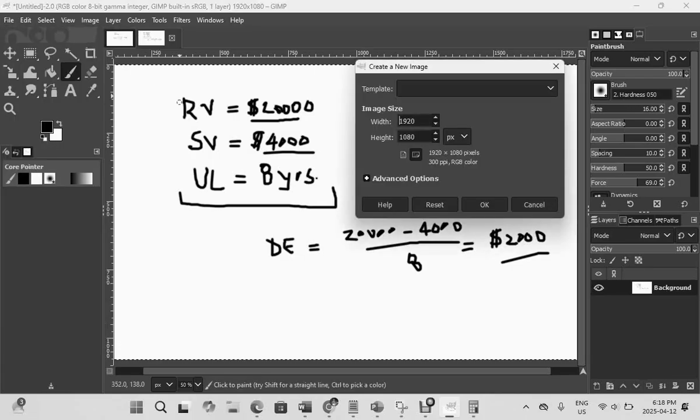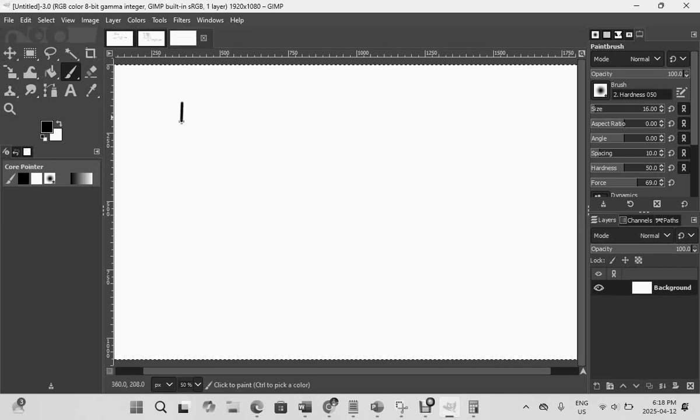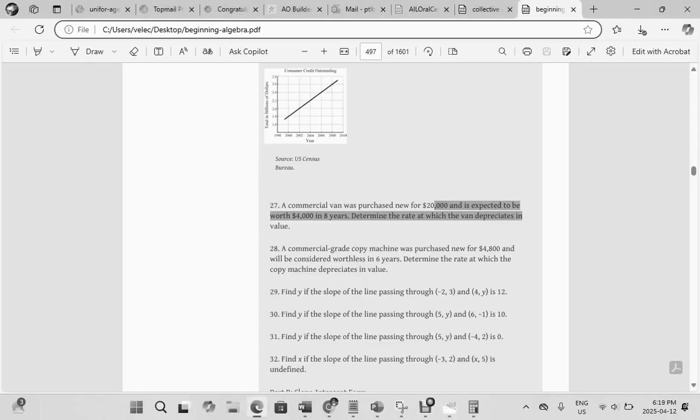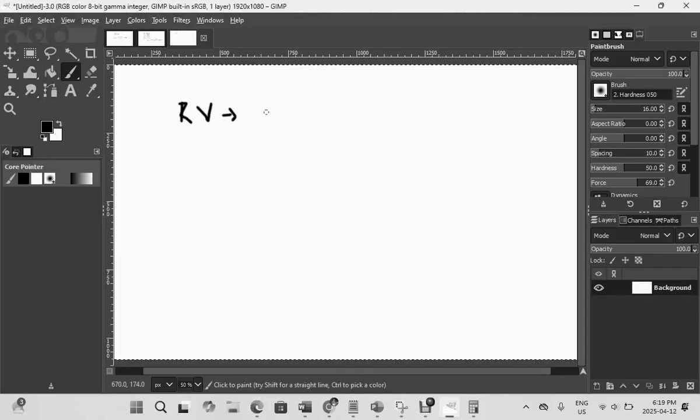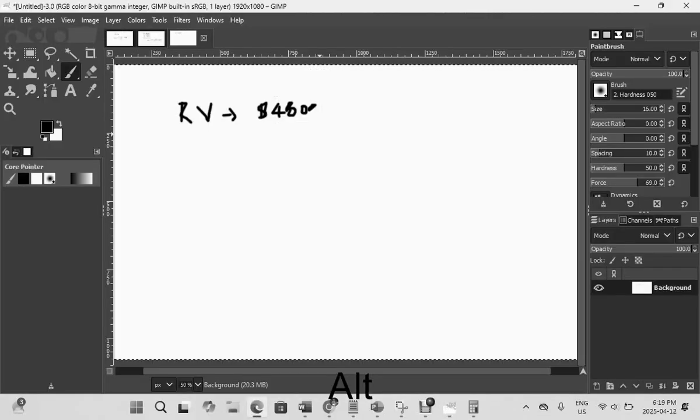Let me write this down. Your retail price, RV, retail value of your copy machine. Again, it's a copy machine, not a coffee machine. So retail value is $4,800. And we know that this will be worthless in 6 years. So useful life, UL, is 6 years.